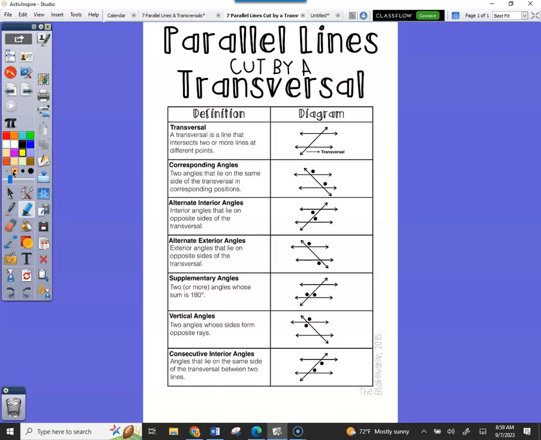We're going to highlight these vocab words. We have transversal, corresponding angles, alternate interior angles, alternate exterior angles, supplementary, vertical, consecutive interior. Highlight all those vocab words. Then I'm going to tell you what they mean.